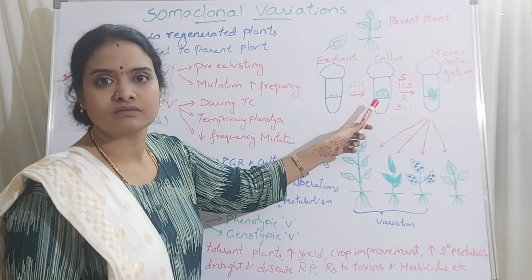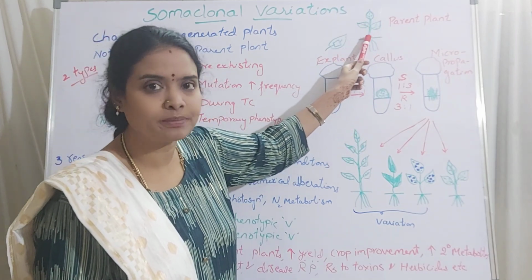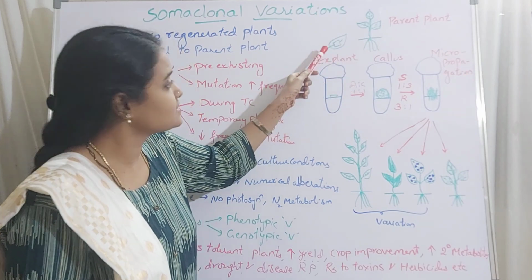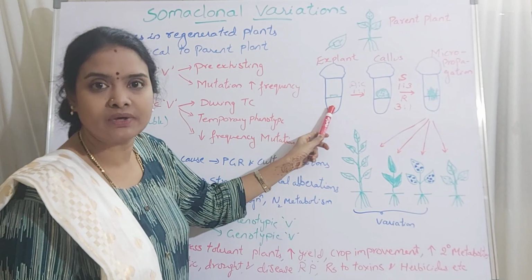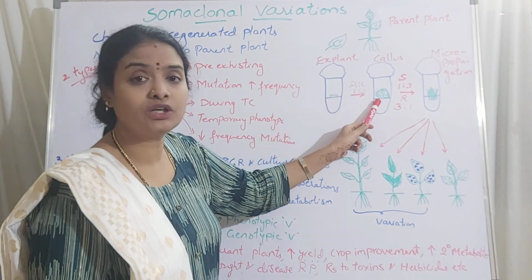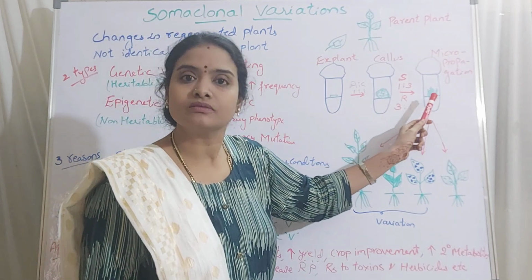callus. Is that clear? First you are selecting the parent plant, a disease-free plant, then the explant, excising the required size of the explant and inoculating it in the media. Then you are allowing it to form a callus, and then from the callus you are getting the plantlets.